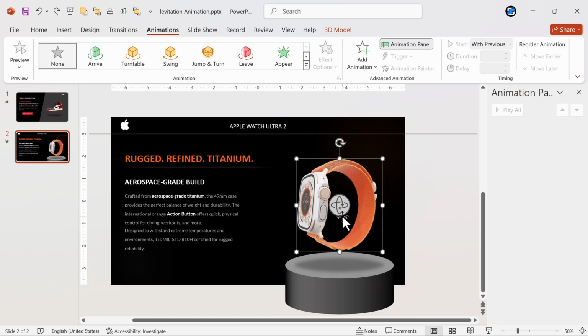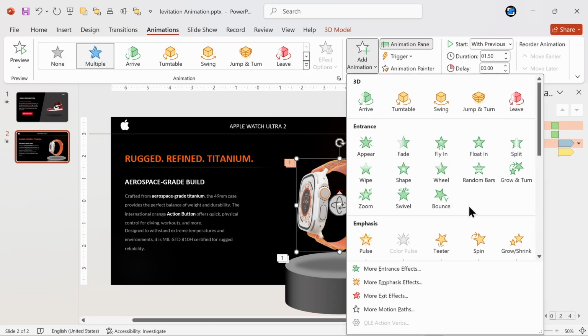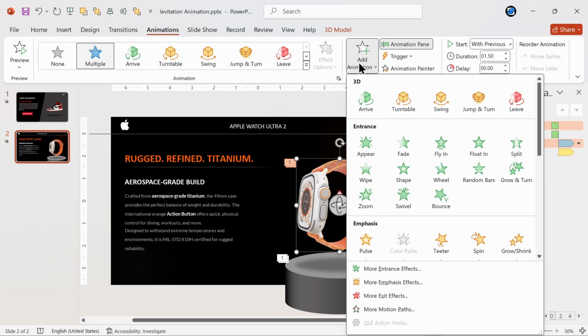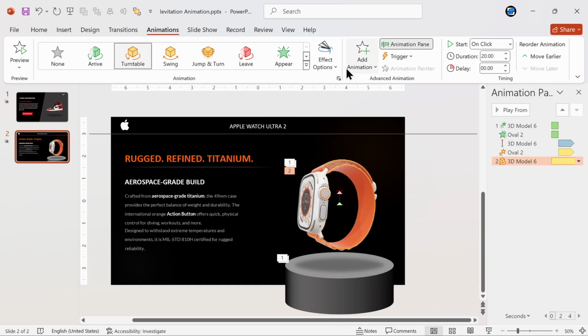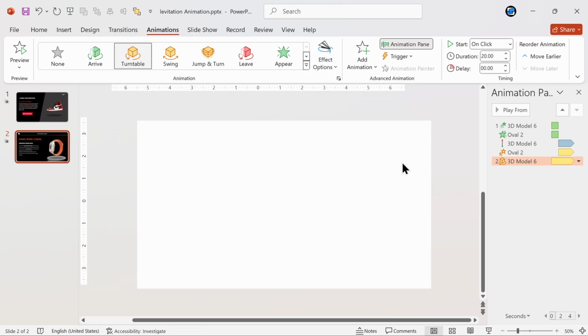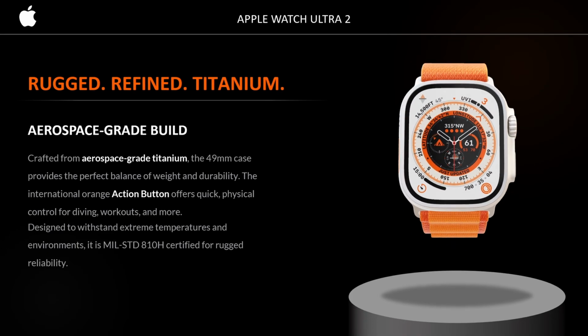For 3D models, we apply the exact same gravity and shadow steps we just built, but there is one game-changing difference. Instead of using the basic rotate animation, select your 3D model, click Add Animation and choose the 3D-specific turntable effect. Go to Effect Options. Set the direction to right and the amount to continuous. Change the duration to 20 seconds and ensure it starts with previous. And that is the perfect cinematic 3D levitation.